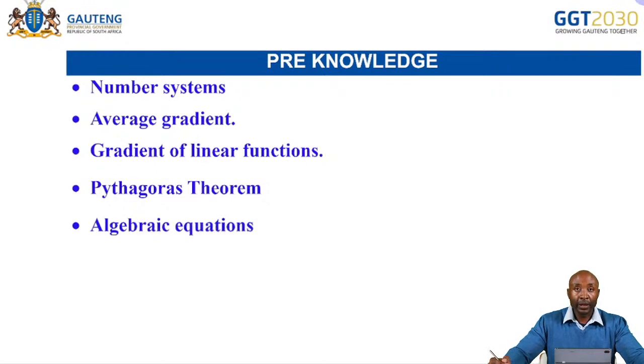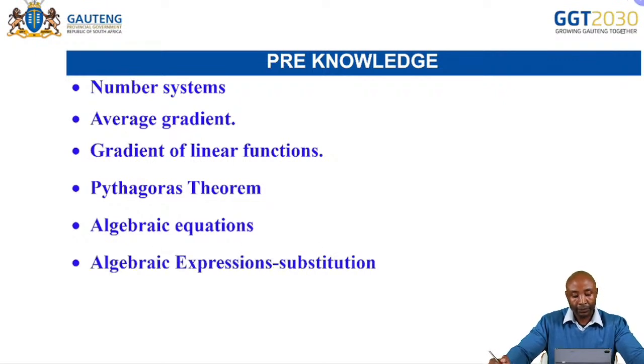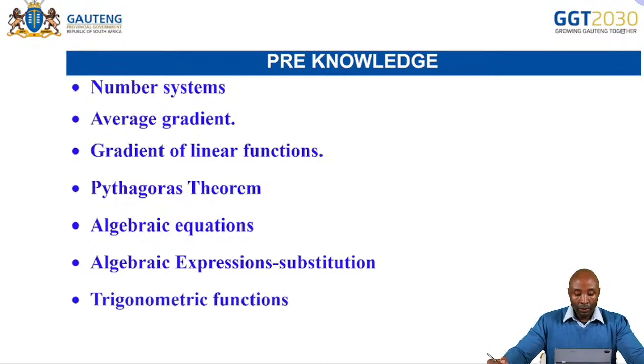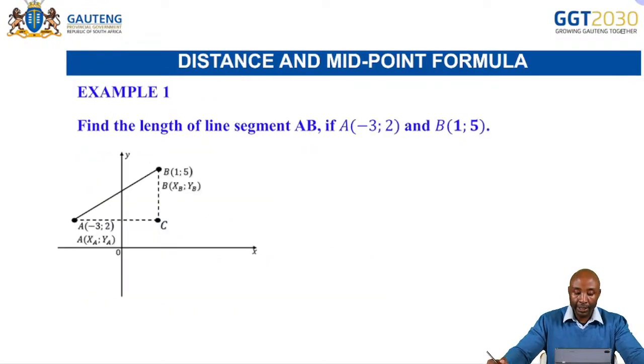We have used Pythagoras theorem from grade 9. We have done algebraic equations because sometimes we have to solve for a variable, hence we need our knowledge of equations there. Algebraic expressions, we shall be substituting coordinates of a point, either the x value or the y value, in order to get whichever variable we need to get. It could be an x or it could be the y value. We are going to be doing that. We also have trigonometric functions where we know how to calculate our angle using our calculators, and we shall be using our gradient to determine the angle of inclination.